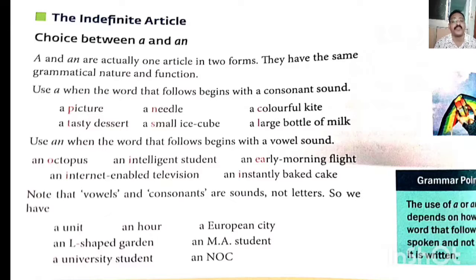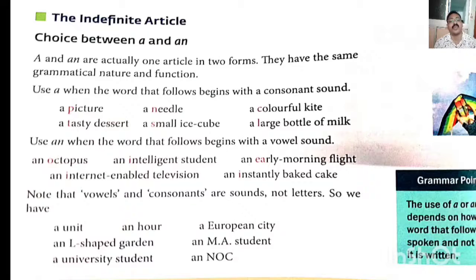So we have some words, like unit. U is a vowel. Then also we have written "a unit" here. Why? It is because words with a U pronunciation don't have "an" before them. University student, U. European city, here also we pronounce U. Here you can see U-pronounced words: a European city, a unit, a university student. These three words begin with a vowel.